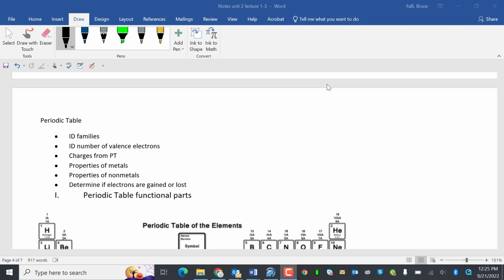We're going to go through a quick video without windy sounds, so you can hear and see what the parts of the periodic table look like. So let's hop to it. We're going to identify families. Okay, so families and then groups.